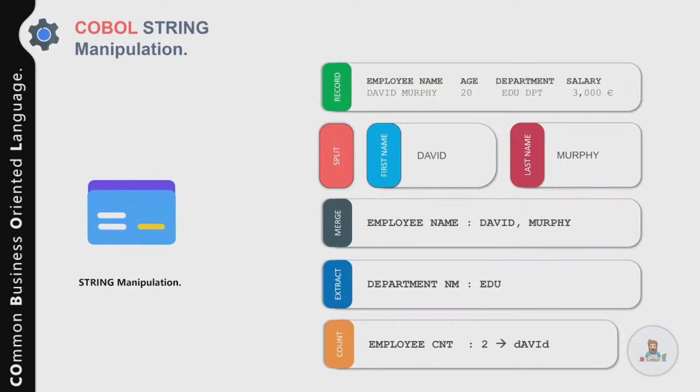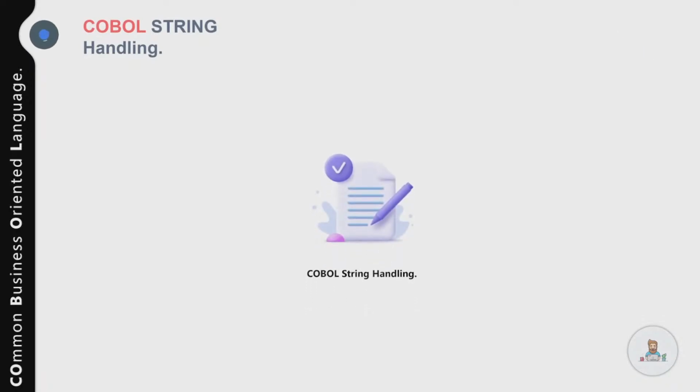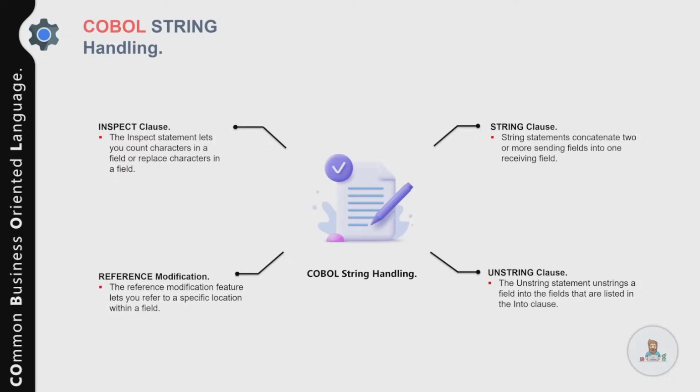Now let's talk about the various functions or clauses available in COBOL, with the help of which you can perform the operations that we have discussed so far. The first one is the string clause, and it is used to concatenate two or more sending fields into a receiving field. Then we have the unstring clause, which is generally used to split or unstring a field into multiple fields specified in the into clause. Then we have the inspect statement, which is used to count or replace characters within a field or a string. And lastly, you have reference modification that can be used to extract or overwrite data at a specific location within a field.